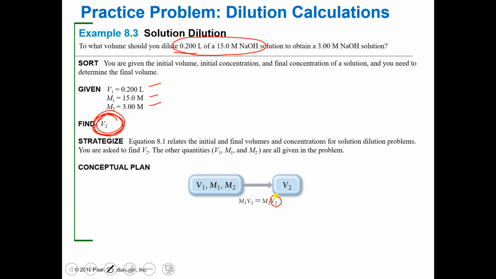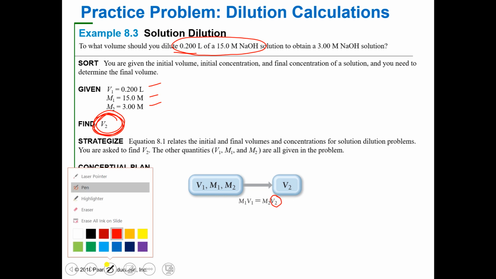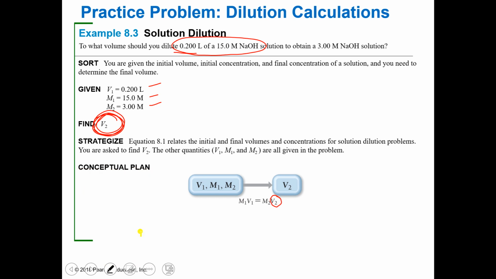So for example, I wouldn't want you to use M2, which is 3 molar, with V1, which is 0.2 liters. Okay, you got to keep the right things together. And the trick about doing that is saying, okay, what do I got going on? I got 0.2 liters of something. All right, so those go together.